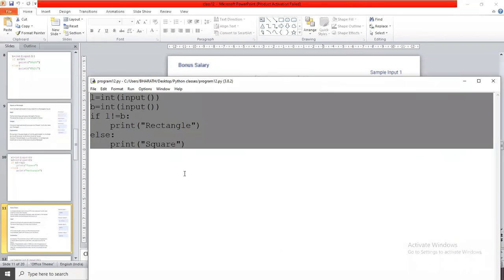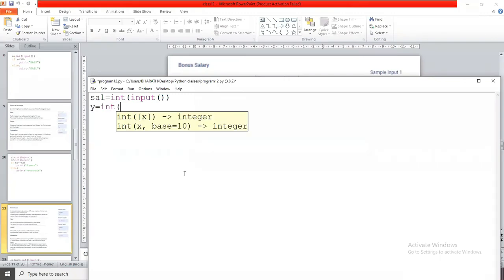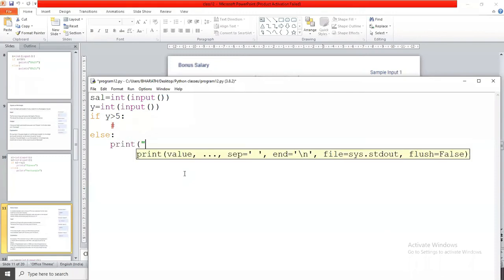We are going to read two numbers. First one is salary, so int of input. What is the next one? Service. I read the value into a variable y. Input. Now what is the condition here? If y greater than 5, you do some operation. First we write the else: otherwise you print no bonus.